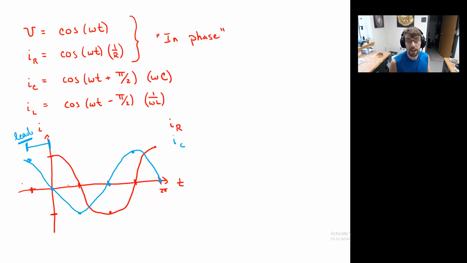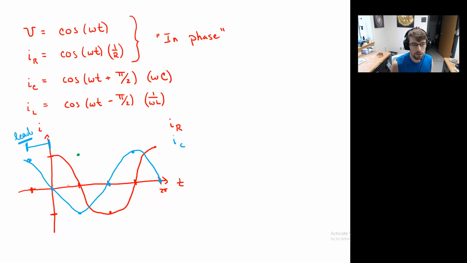You can see that the current through the capacitor peaks before the potential. So if you have this AC potential, the current through the capacitor peaks prior to the potential peaking. So we say that it leads. Of course, on the other hand, you can see for the inductor, it does not peak until after.